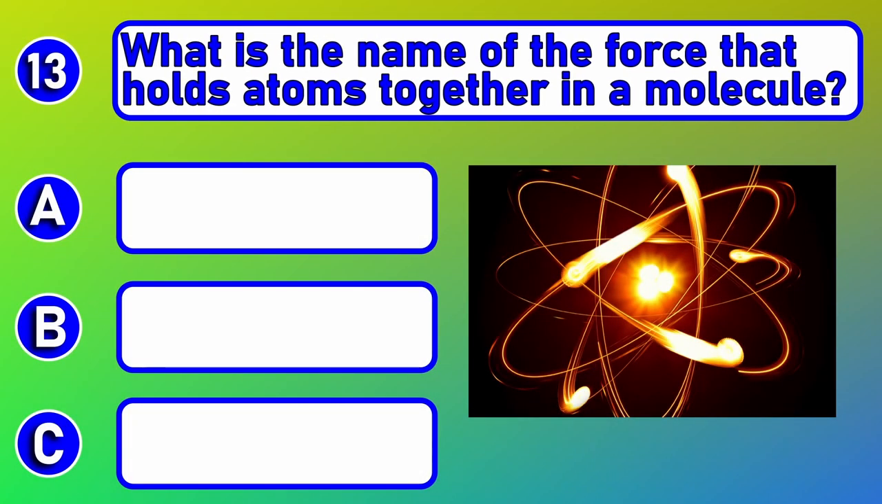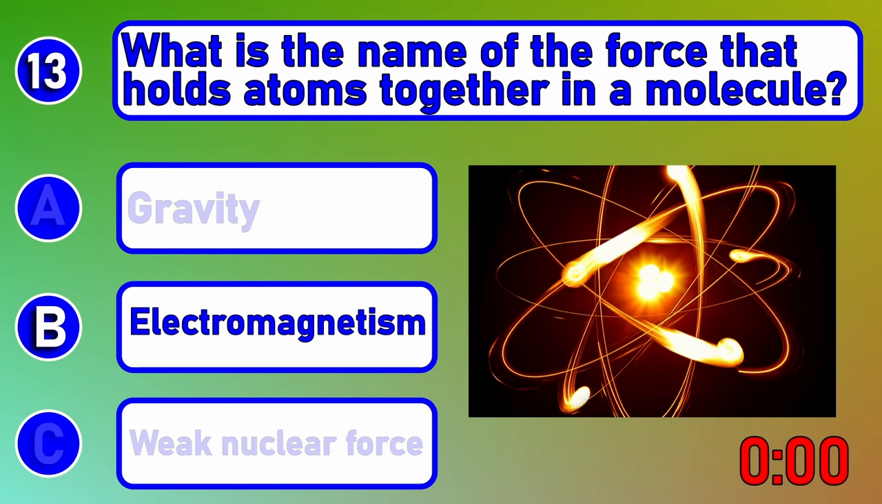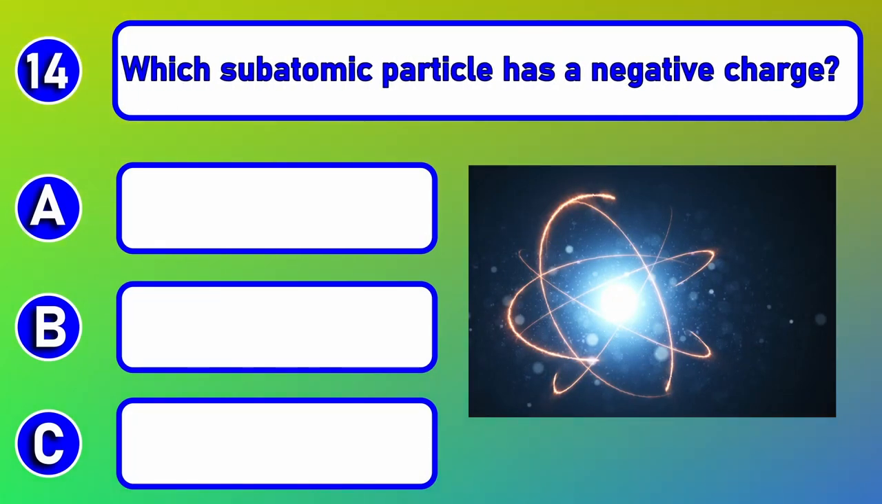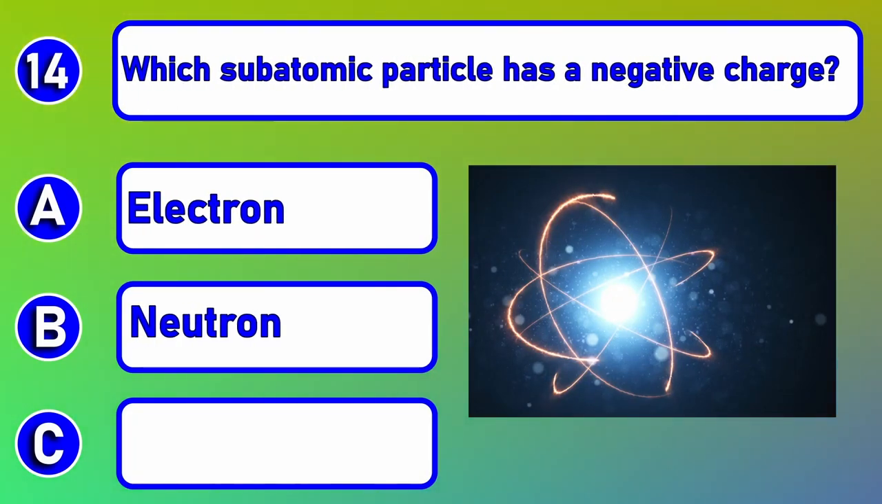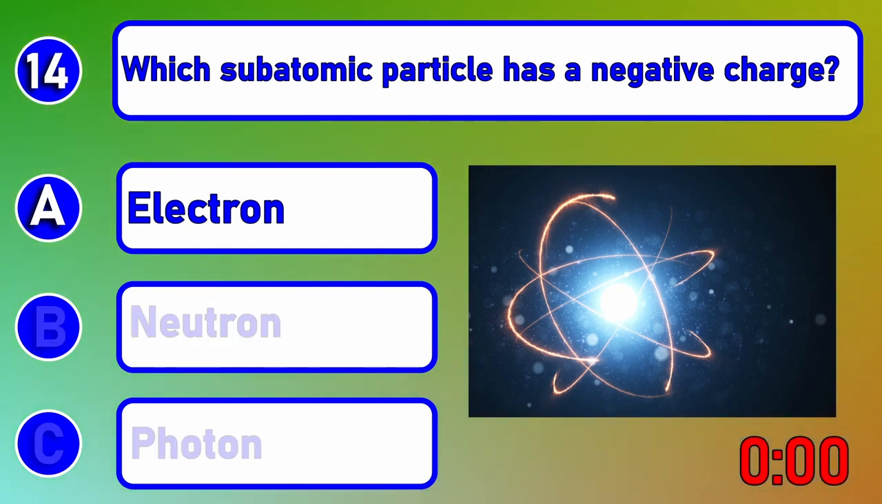Question 13. What is the name of the force that holds atoms together in a molecule? Gravity, electromagnetism, or weak nuclear force? And that is B, electromagnetism. Question 14. Which subatomic particle has a negative charge? An electron, a neutron, or a photon? And that is A, an electron.